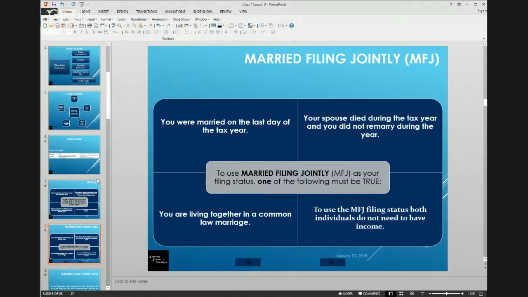If you are in a common law marriage, then you would be considered to be married filing jointly. And you would use the married filing jointly filing status for both individuals. In order to use that, both individuals do not need to have income. So married filing jointly is simply a husband and wife who as a couple are choosing to file a tax return.